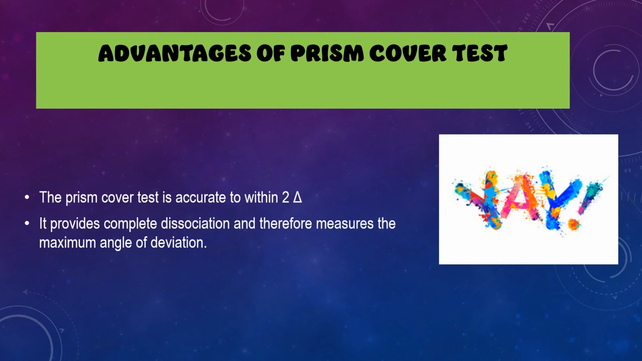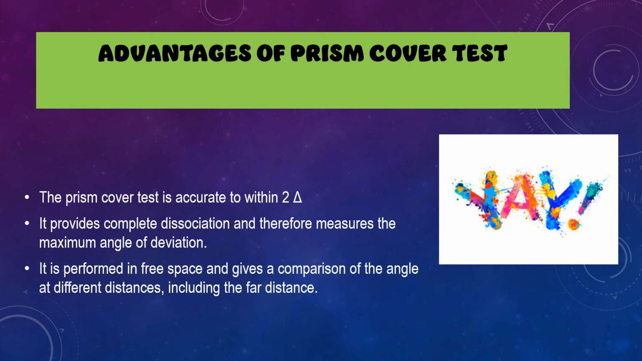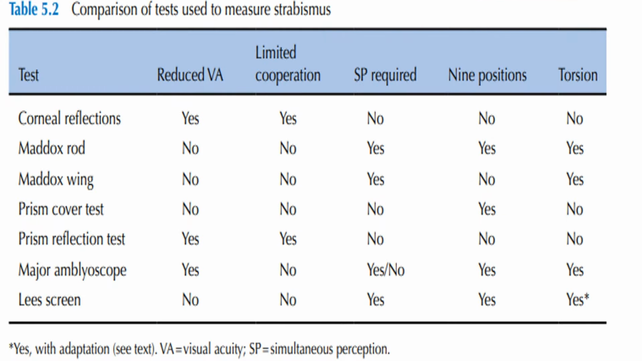Coming to the advantages, definitely it's very accurate to about 2 prism diopters. It provides complete dissociation and therefore it measures the maximum angle of deviation. So it is very good for measuring deviation before surgeries. It is performed in free space and you can measure the deviation at different distances, including the far distance.